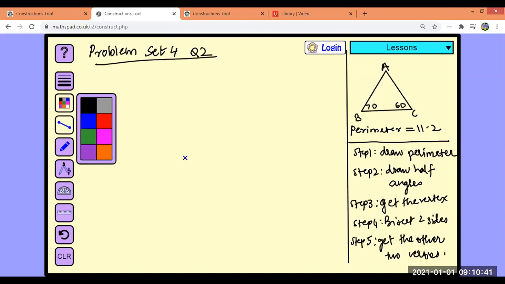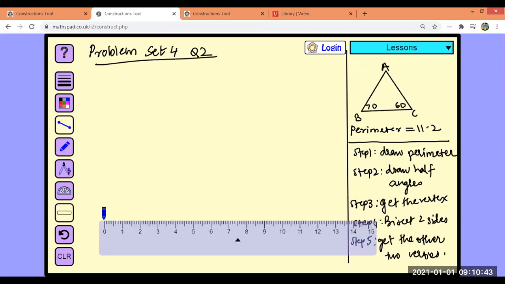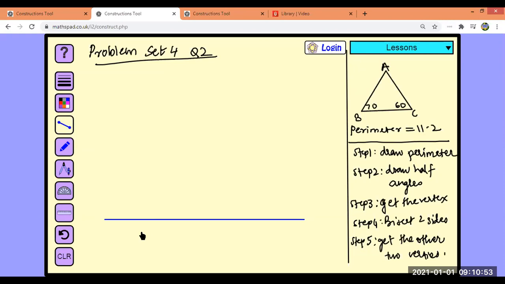So using a ruler, you need to measure 11.2 centimeters. So there, this is 11.2 centimeters. Okay, once we are done with that, we are going to label it. So this is BC, sorry, that's not BC. We have to use some other letters, let's say X and Y. So this is X and Y because that's the perimeter. That's not the base, it is the perimeter. So XY, which is 11.2 centimeters.